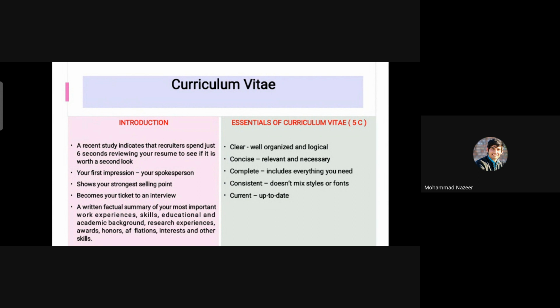Whenever we are framing a CV, always remember that there are 5 C's which are important. So what are these 5 C's? One, it should be clear. Second, it should be concise. Third, it should be complete, consistent, and current. These are the 5 C's which are a must for curriculum vitae writing.